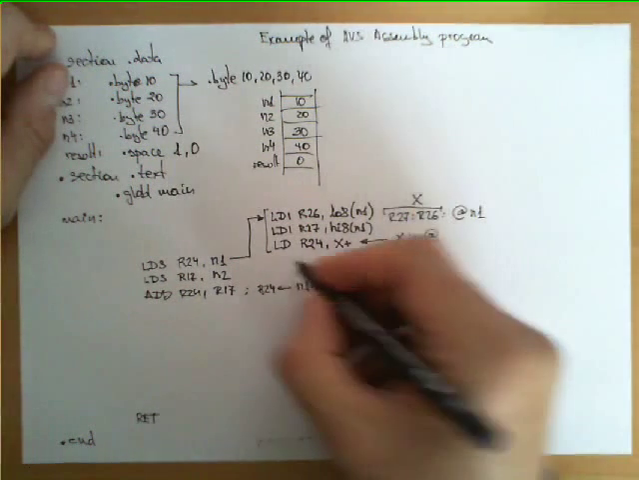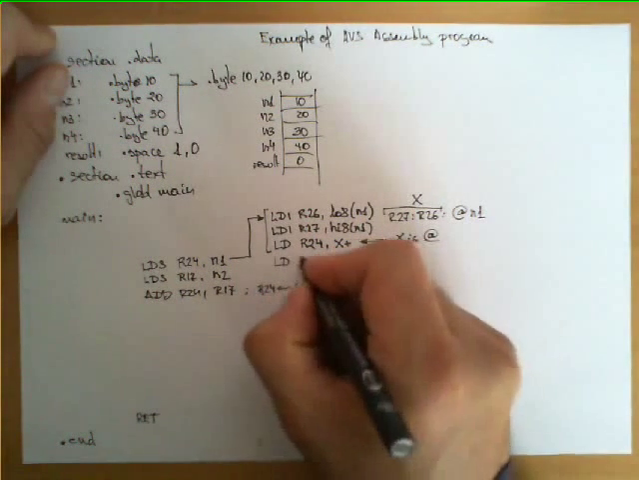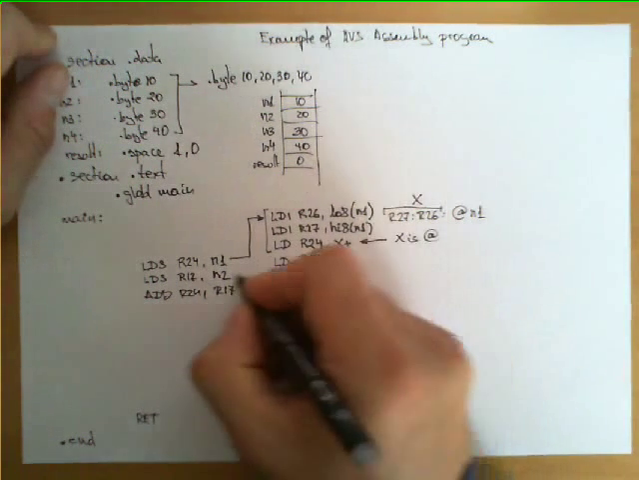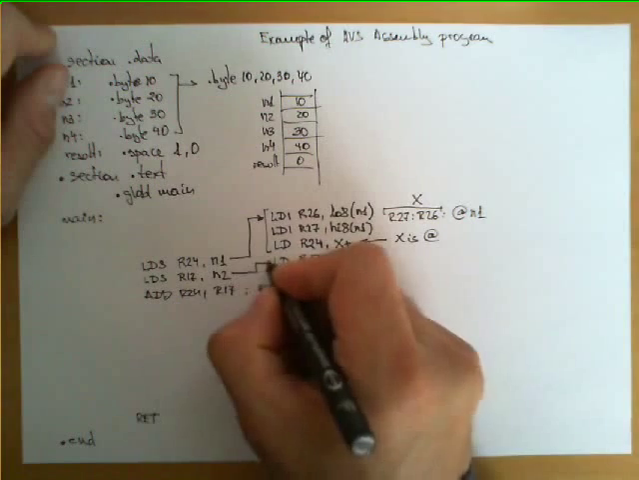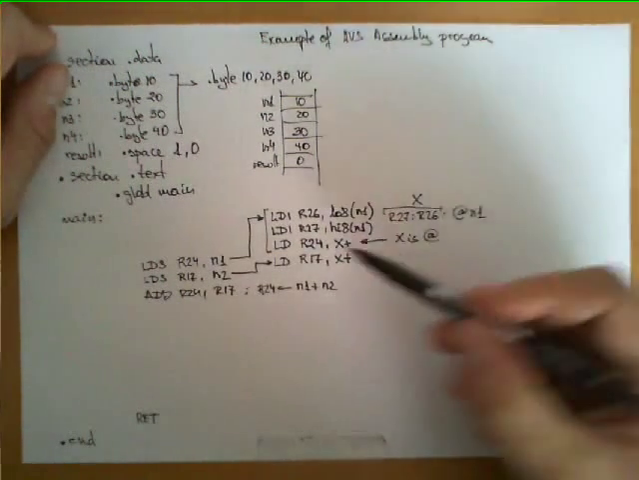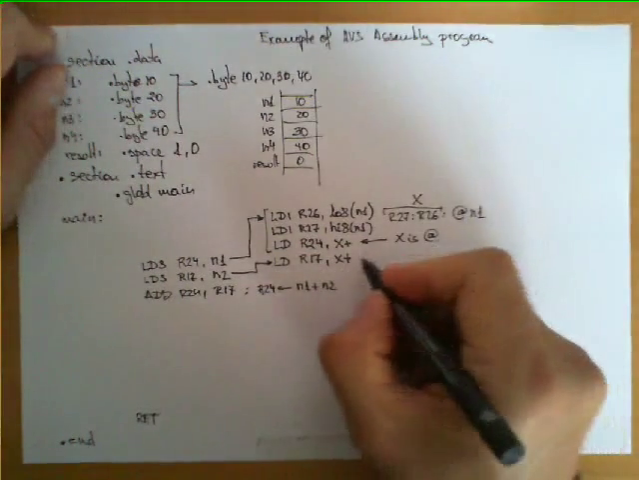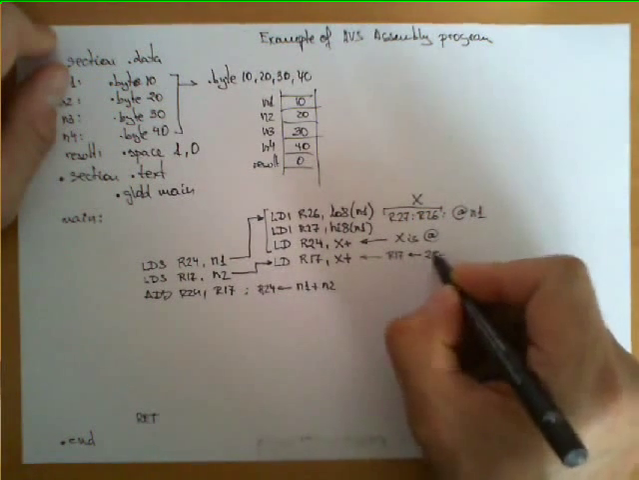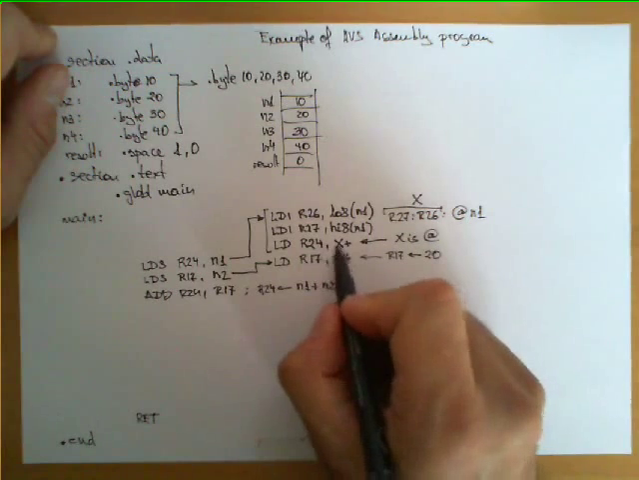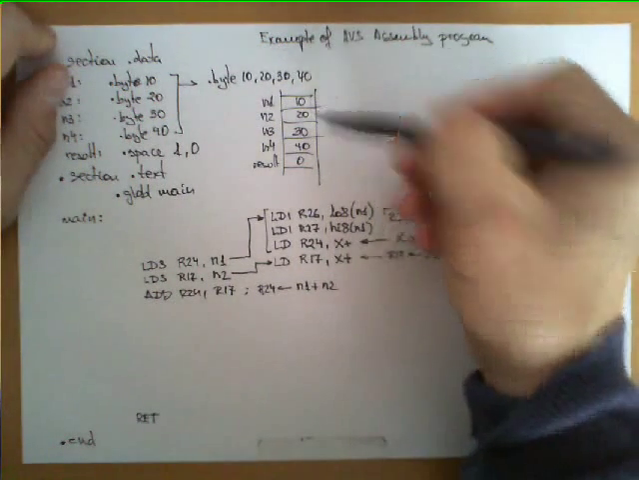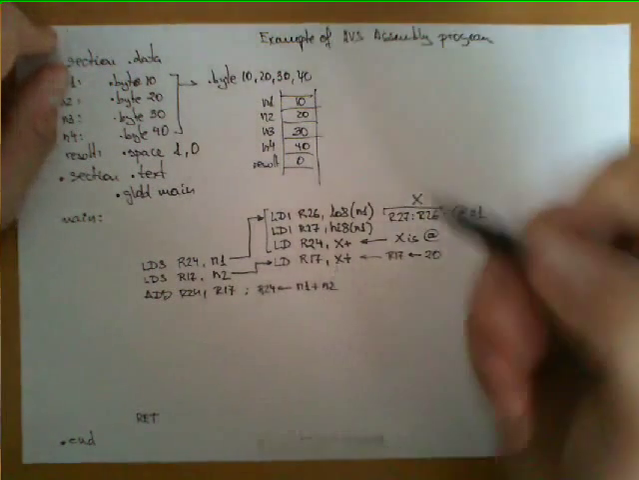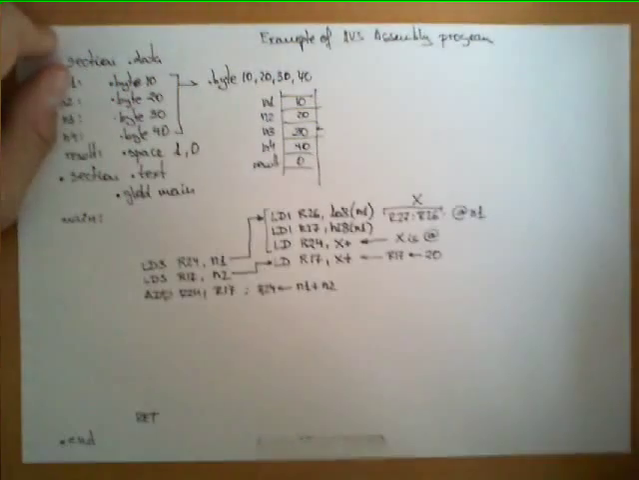So I could do something like this: LD R17, X plus. And this would achieve exactly the same as this instruction here. So you see what I did is, now R17 gets the value 20. Why? Because X was left increased by the previous instruction and therefore is pointing to the next number. Not only that, after executing this instruction, X is going to point now to this value here.